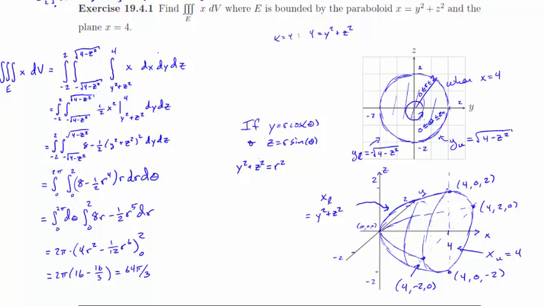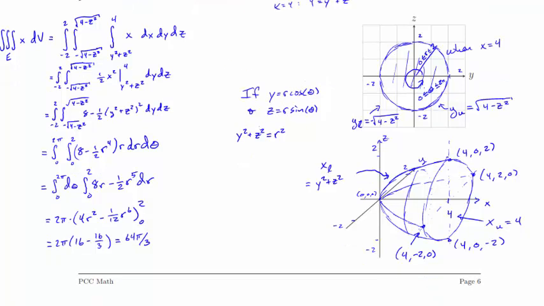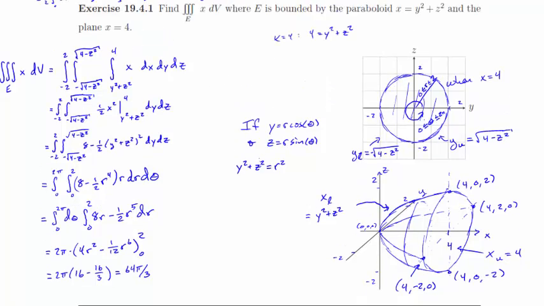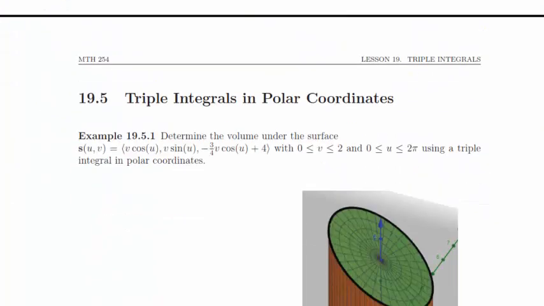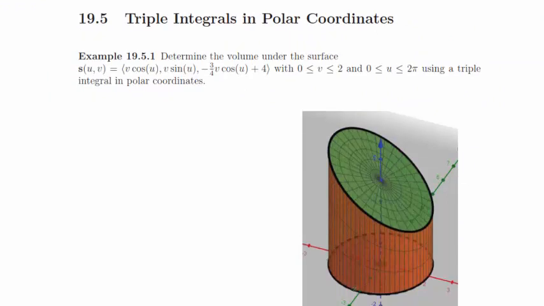Alright, so that's probably the best way of going through and getting this integration to all work out. You are absolutely welcome to do it in rectangular coordinates if you'd like. I just think that it's more painful than it needs to be. So let's move on and actually talk about triple integrals in polar coordinates, section 19.5. We're going to do this again, but with more intention from the beginning.